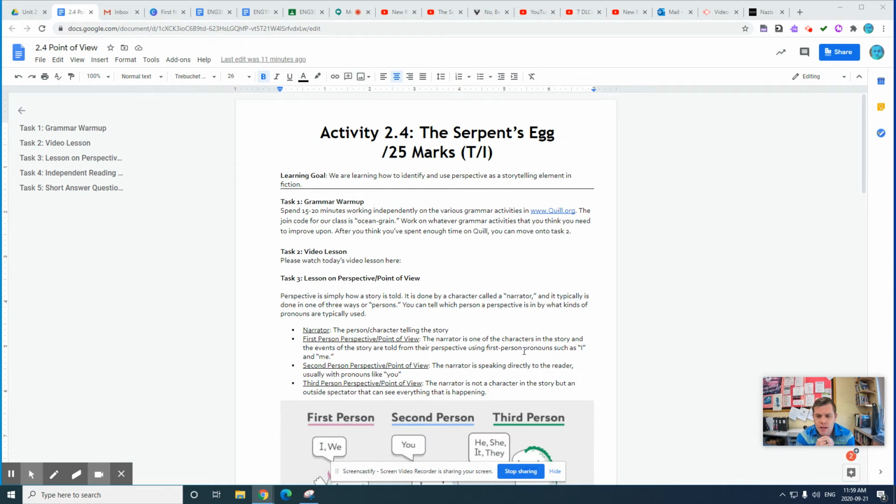Today, we're going to be looking at an additional storytelling element, and it is the one of perspective. So our learning goal today is we're going to learn how to identify and use perspective as a storytelling element in fiction.